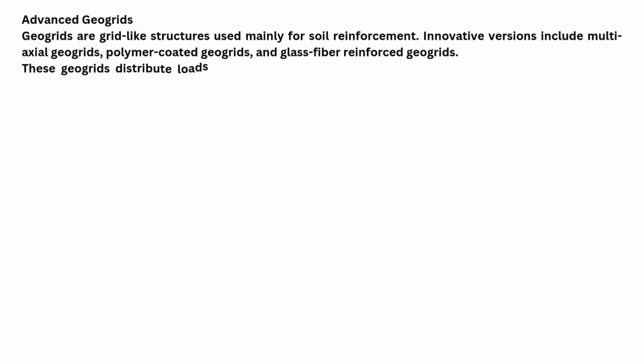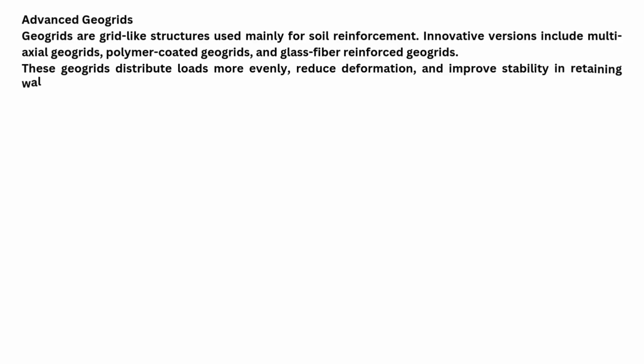Advanced geogrids. Geogrids are grid-like structures used mainly for soil reinforcement. Innovative versions include multi-axial geogrids, polymer-coated geogrids, and glass fiber reinforced geogrids. These geogrids distribute loads more evenly, reduce deformation, and improve stability in retaining walls, slopes, and pavement systems.